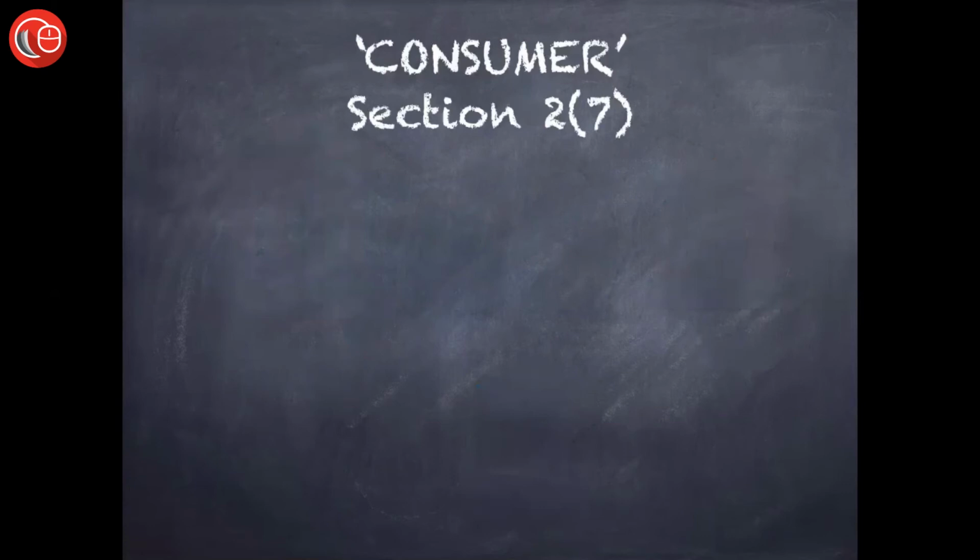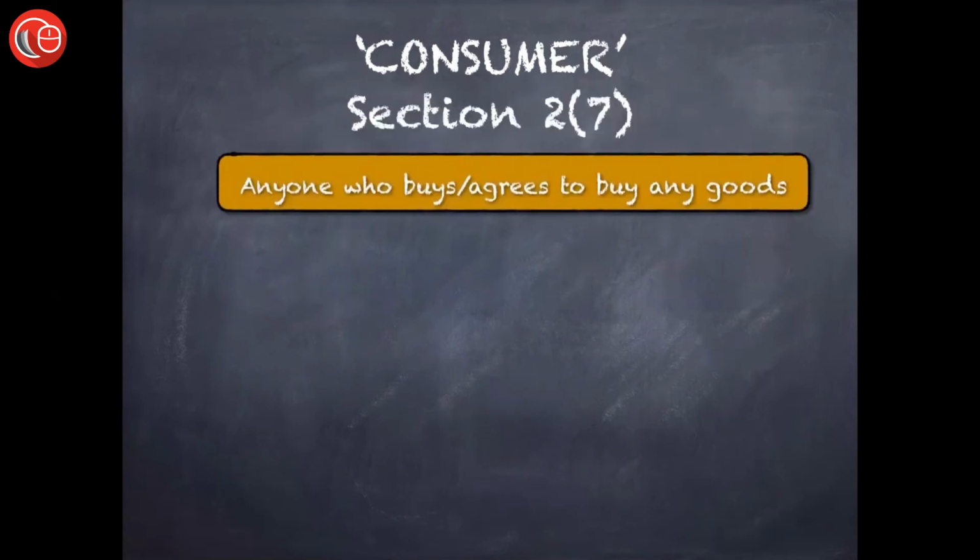Now, let's try to understand what we actually mean by consumer in the Consumer Protection Act. Section 2 Clause 7 of the Consumer Protection Act 2019 deals with the definition of consumer. It says, anyone who buys or agrees to buy any goods. So any person who has bought a good or has only agreed to buy a good. What we need to keep in mind is that a consumer is not only a person who has already bought a good, but also the person who has agreed to buy a good, though he has not substantially bought it till now.